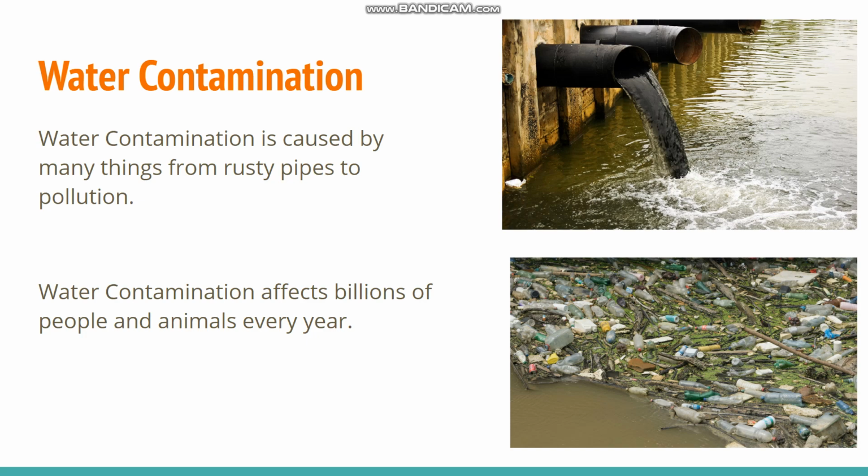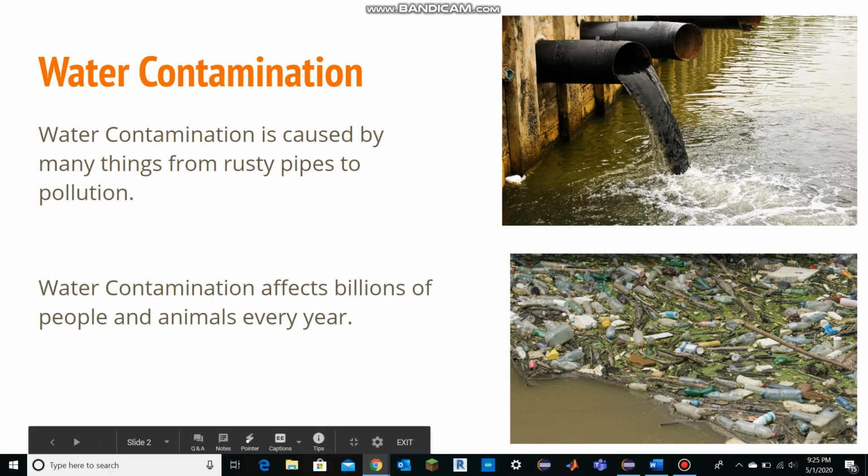So, water contamination can be caused by many things, from rusty pipes, which contaminated the water in Flint, Michigan, to pollution, which contaminates the water in most parts of the world. Water contamination affects billions of people and animals every single year. It disrupts the environment and destroys ecosystems, which would usually be helpful to society or to the environment.